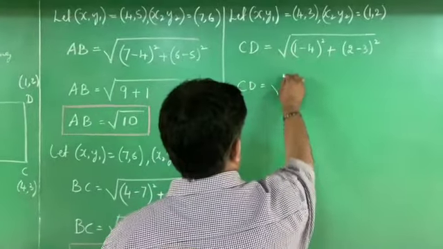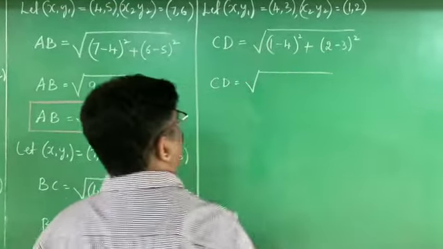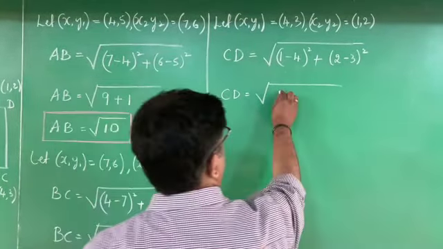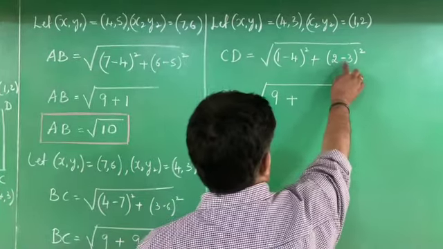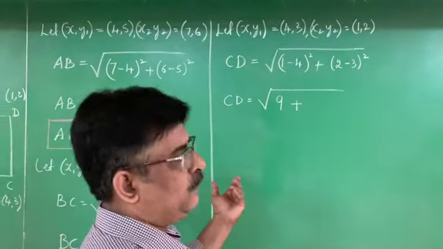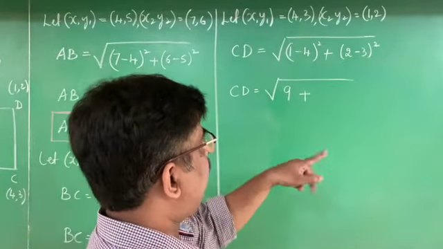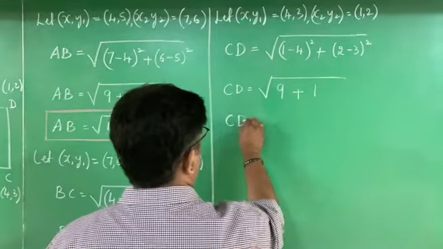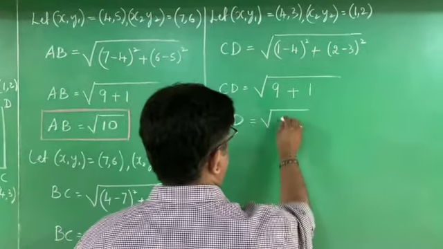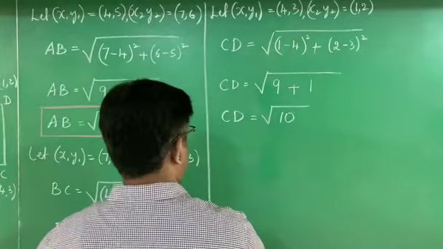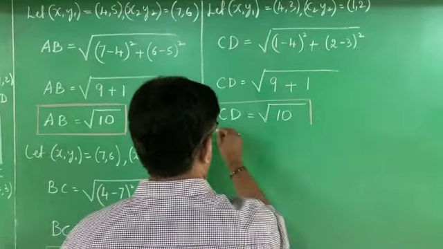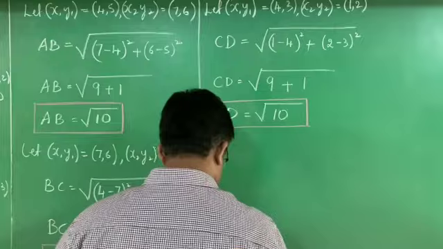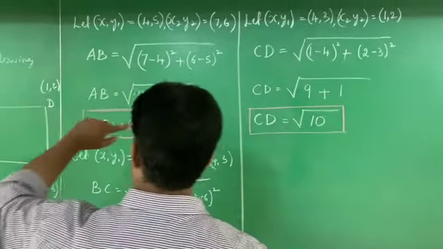CD is equal to square root of 1 minus 4. 1 minus 4 is minus 3. Minus 3 square is 9. Plus 2 minus 3. Subtracting bigger number from the smaller number, you have to get negative. 2 minus 3 is minus 1. Minus 1 square is 1. CD is equal to root 10. This is the third side of the quadrilateral ABCD. CD is over. Now again, I wanted to find the length of DA.